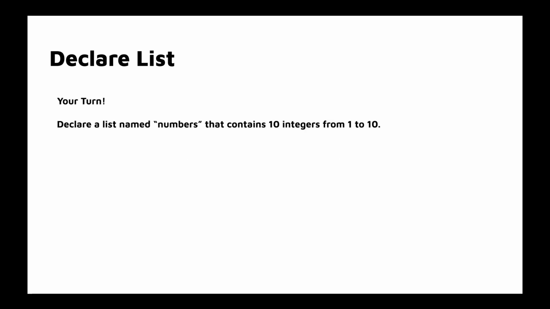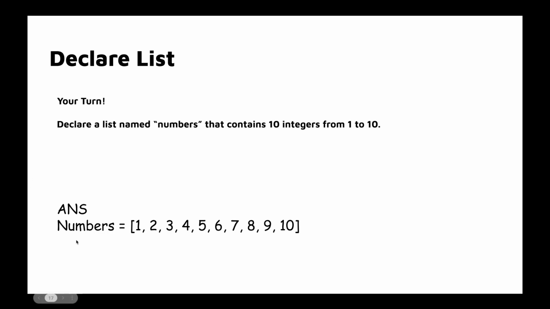Okay, now it's your turn. Please pause the video and try to declare a list named numbers that contains 10 integers from 1 to 10. Alright, let's check it out. The correct answer is here. We wrote the name of the list, which is numbers, the elements in the list which are separated by commas, 1, 2, 3, 4, 5, 6, 7, 8, 9, 10, and square brackets that cover the elements. Here.